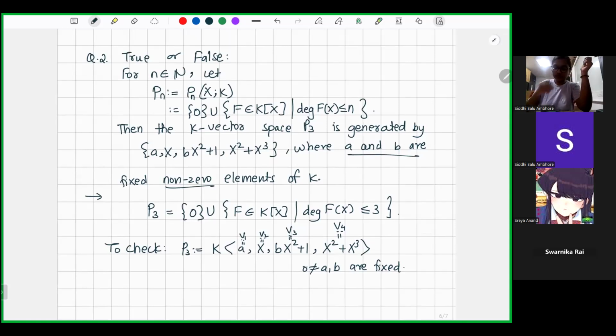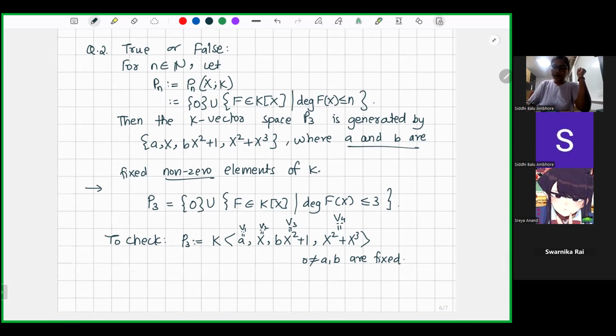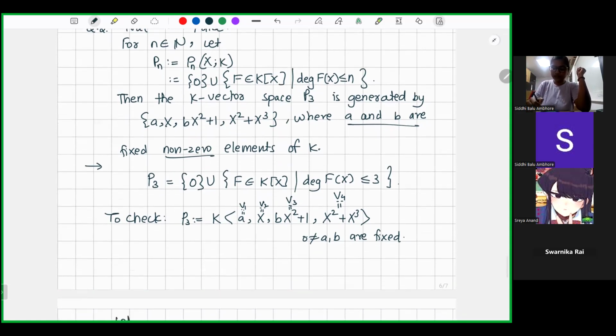So we are just trying to check whether this set is generated by. Pn is defined like this: Pn is the set of all polynomials of degree less than or equal to n in one variable. In general it is defined for n, so the degree of f is less than or equal to n, and the question is asked for P3, so the degree of the polynomial is less than or equal to 3. And what I was explaining is that we are including 0 in this set.